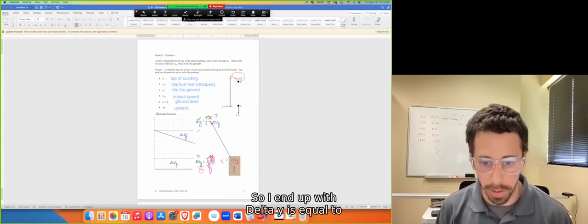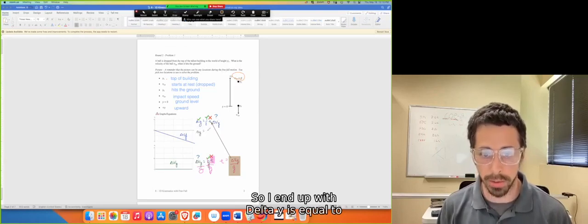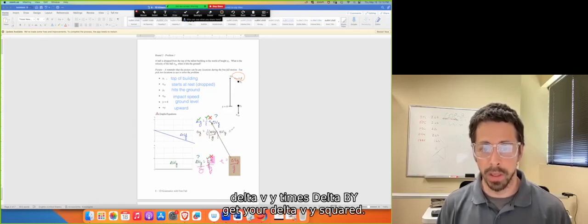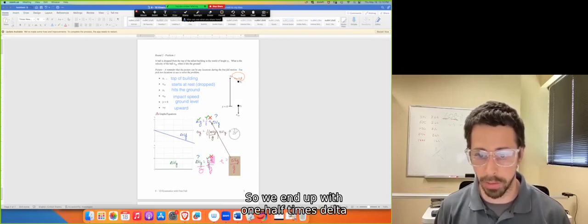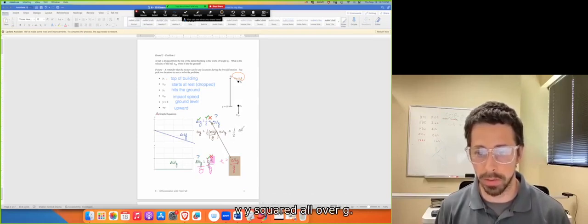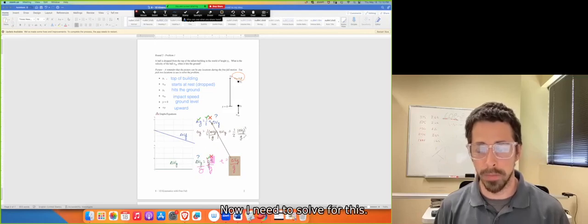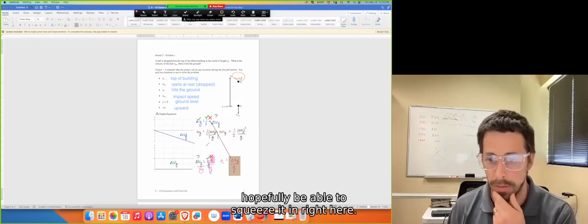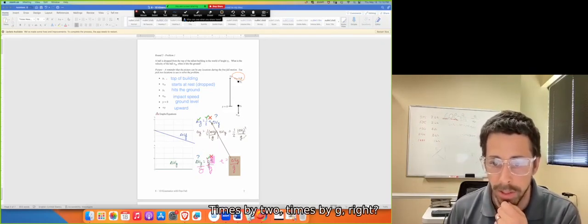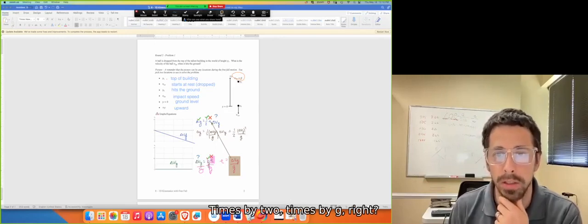So then, I take this delta Vy over g and plug it into t. Okay, so I end up with delta y is equal to 1/2 times delta Vy over g, and then I have delta Vy. Delta Vy times delta Vy gets you delta Vy squared. So we end up with 1/2 times delta Vy squared all over g. Now I need to solve for this. All right, here's where some algebra comes in. Times by 2, times by g, right?